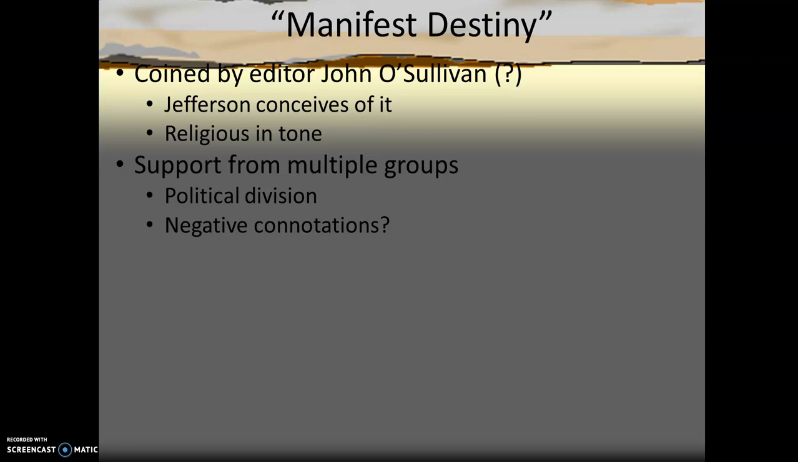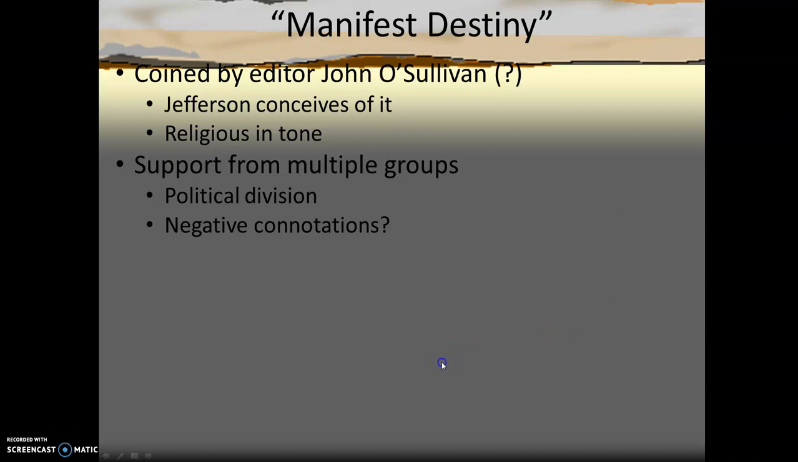Now, the term itself has become highly controversial because the policies and practices that are associated with this concept were done without the input or consideration of the Native Americans who were living on these lands. The term is also associated with slavery because those in favor of westward expansion, in many cases, wanted to extend slavery in the new territories.